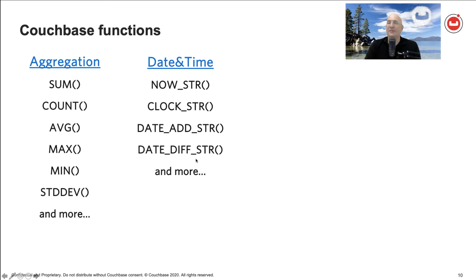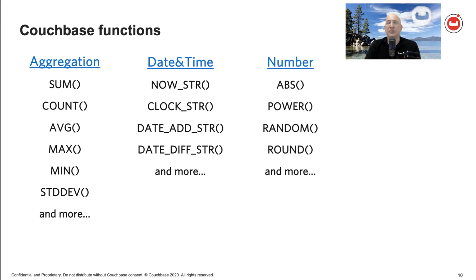Date_diff_str helps you find the difference between two time variables. Number functions are also used for mathematical calculations, such as ABS for absolute function, power for calculating x to the power of y. Random is a function that generates a random number, and there are many other functions as well.